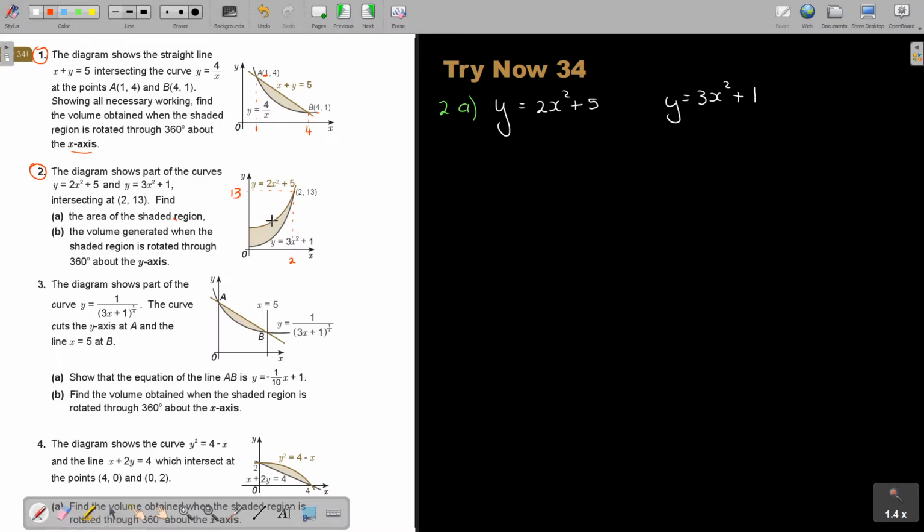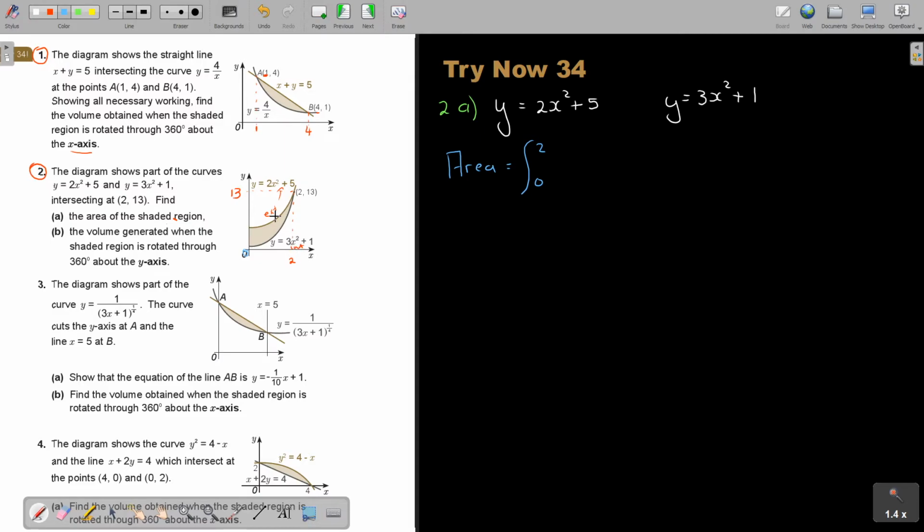Now I think the best will be to work to the x-axis. So I'm going to work the area underneath this one, which I'm going to take as the exterior. And then I subtract the area of this one, which I'm going to take as the interior. So if I want to find that area, it's easy because it's just going to be between 2 and 0. There's the 0. So the functions are correct.